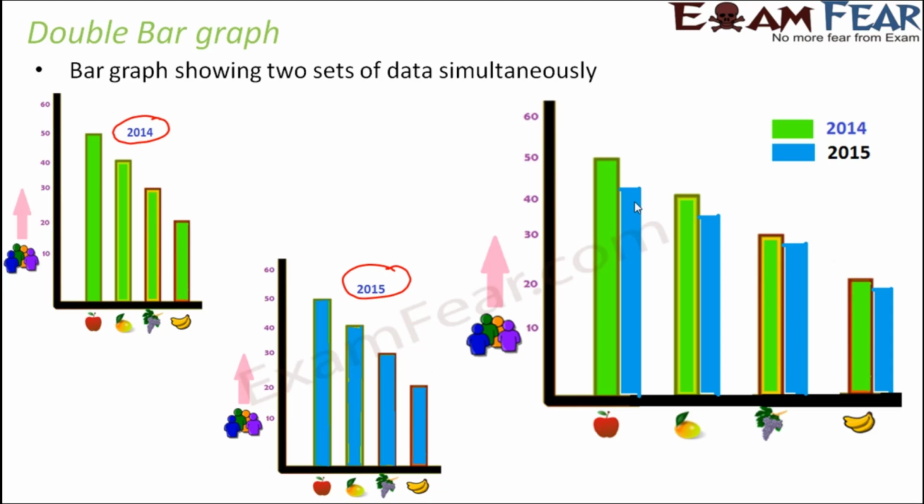So double bar graph is exactly the same concept as that of a bar graph. It is just that here we represent two sets of data. So what are those two sets? One set of data is for 2014, the other set of data is for 2015. So in these kind of scenarios we make use of double bar graph.